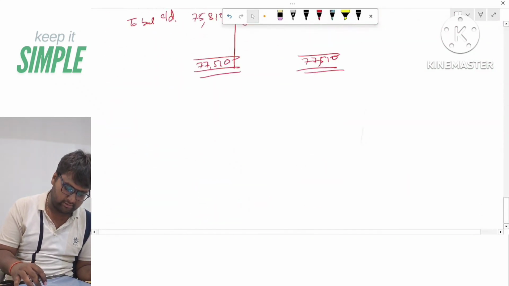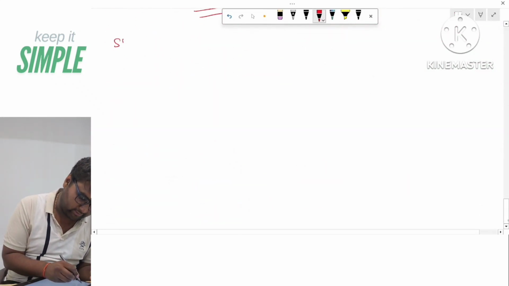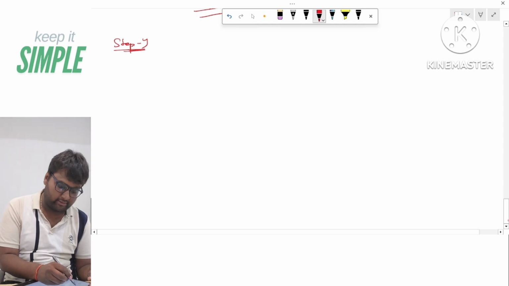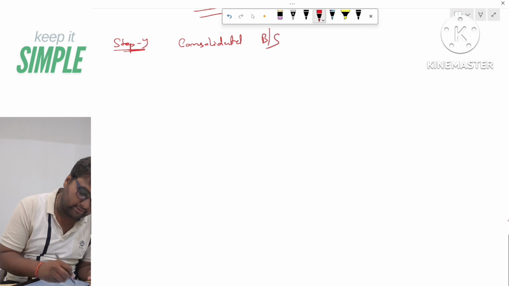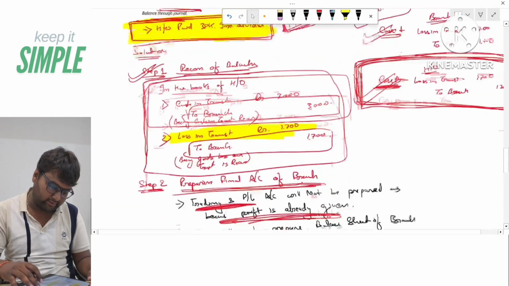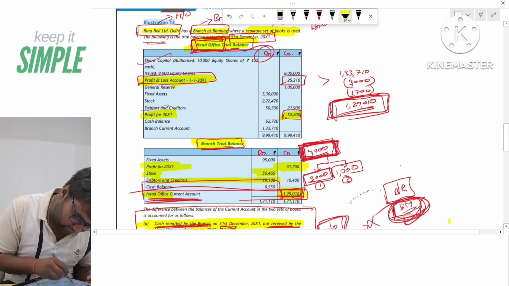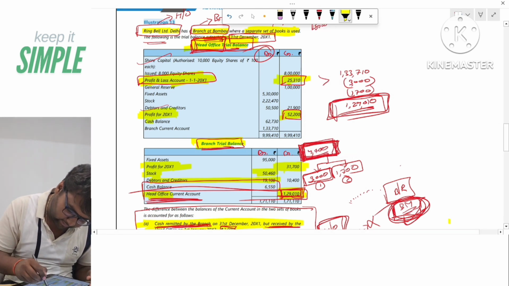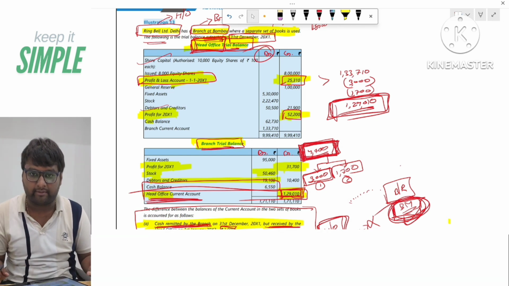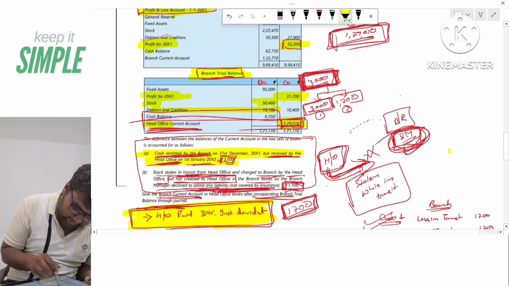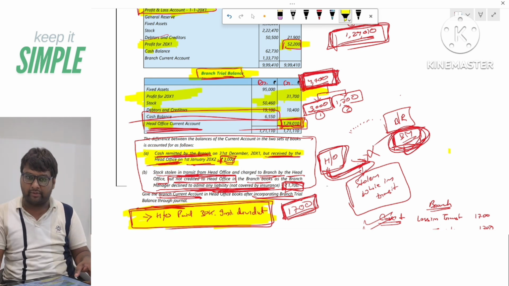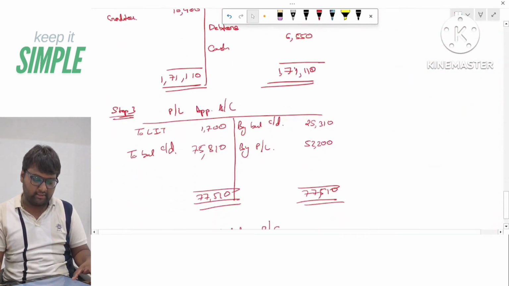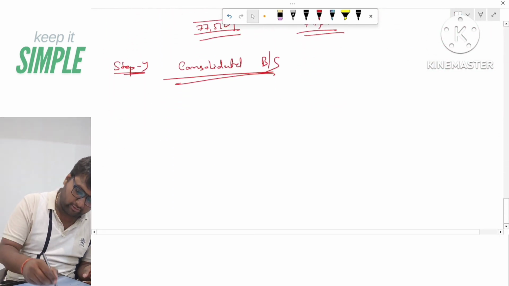Then fourth step is preparing consolidated balance sheet. See, I'll just take you through one thing. Here we have been given profit and loss account opening balance plus profit for the year. That is why we are preparing PL and appropriation account. In the branch trial balance, we have just been given the profit for the year and not the opening balance of PL account. That's why we didn't prepare profit and loss appropriation account. Correct?